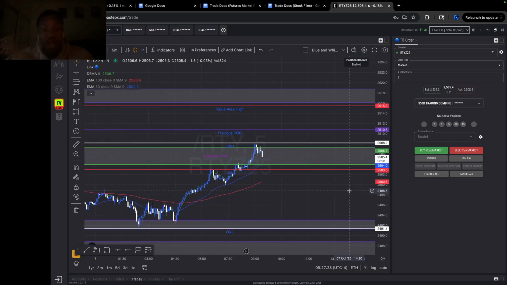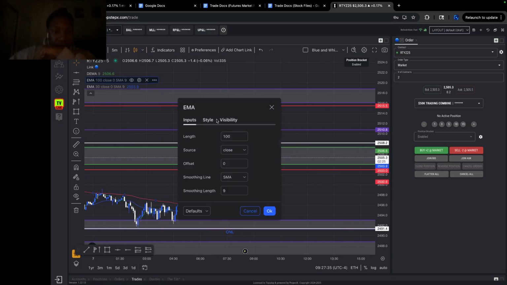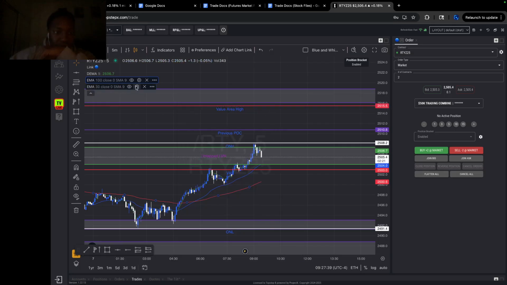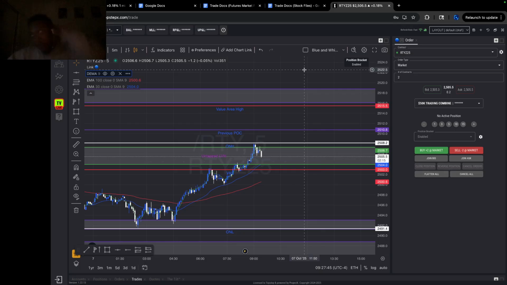That's why I use what I use. That's my indicators and why they work. Here are the settings for the moving averages. These are exponential moving averages. This is a double exponential moving average. And so that's that indicator video.